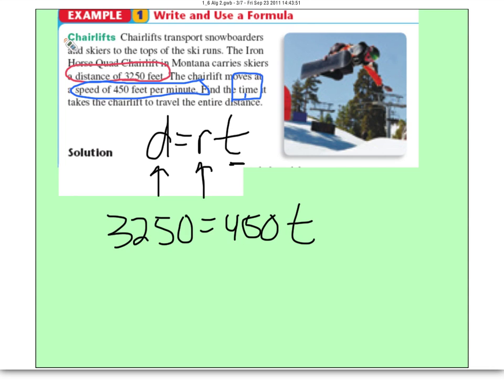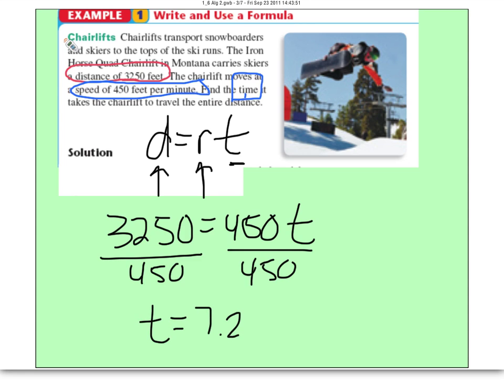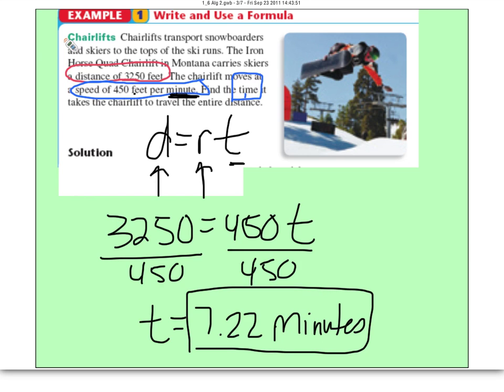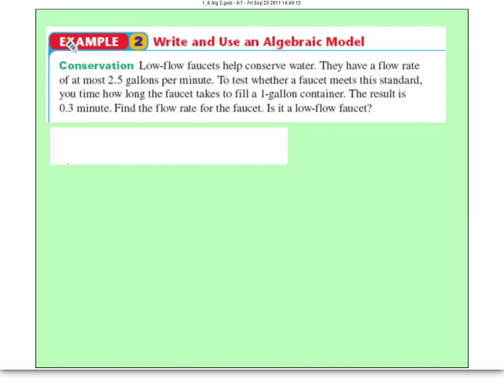Now all I need to do is solve the model by dividing by 450 on both sides because I have to get rid of the multiplication. This comes back as t equals 7.22. Now what do you label it as? Be careful, we're talking about feet per minute, so the time is going to come back in minutes. Does it make sense that it would be a 7.2 minute ride if you're moving a pretty long distance? It seems reasonable, so we answer the question and it's going to take us 7.22 minutes to get to the top of the ski lift. Let's look at this problem.